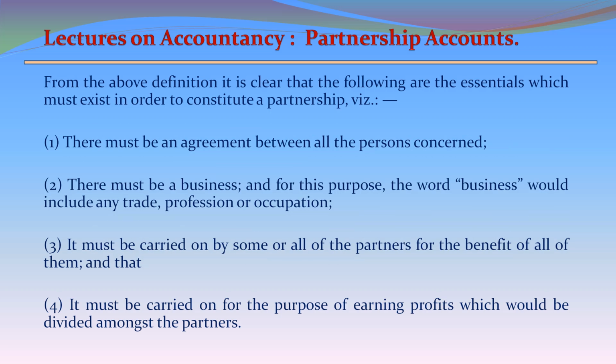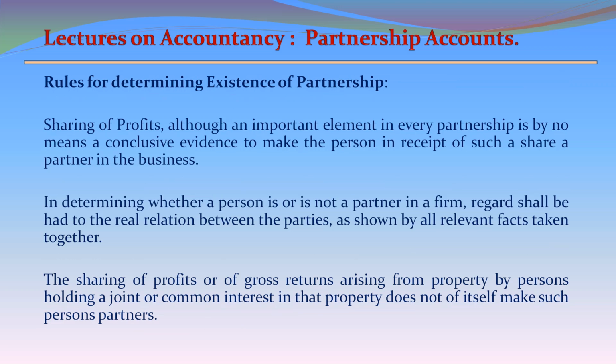From the above definition, it is clear that the following are the essentials which must exist in order to constitute a partnership, namely: 1. There must be an agreement between all the persons concerned. 2. There must be a business, and for this purpose the word business would include any trade, profession or occupation. 3. It must be carried on by some or all of the partners for the benefit of all of them, and 4. It must be carried on for the purpose of earning profits which would be divided among the partners.